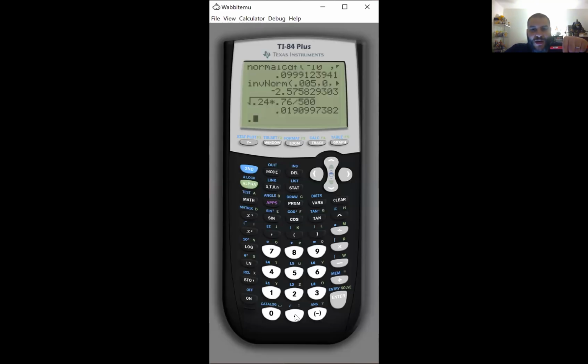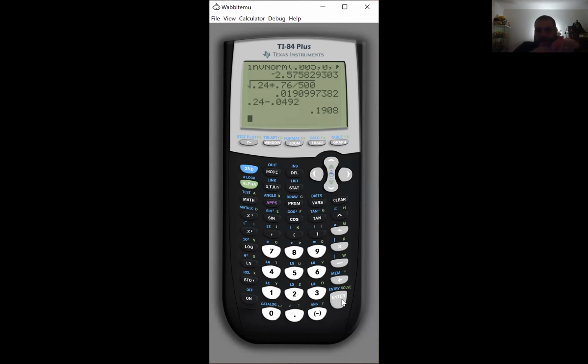All right, so you do 0.24 minus 0.0492. So we get 0.1908. Now we do this again, all we do is change the negative to a positive. Now we get 0.2892. All right, and that's our confidence interval. So our confidence interval is anywhere from 19% all the way to roughly 29%.